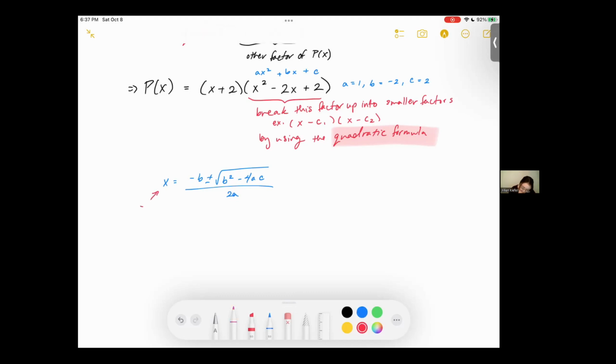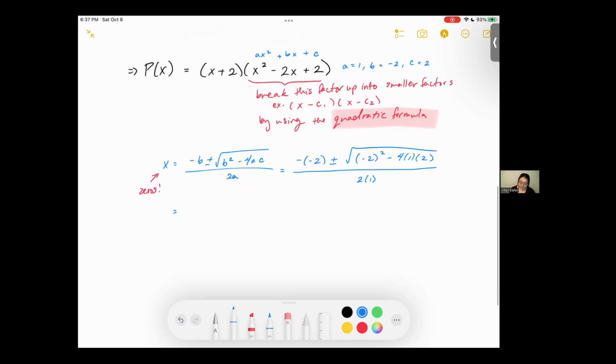Right here, these are zeros. All right. So we're going to find these values. So b, we said, was negative 2, so this will be negative negative 2, plus or minus the square root of negative 2 squared minus 4 times 1 times 2. This is all divided by 2 times a, which is just 2 times 1. So we're going to simplify this. Go to the next line here.